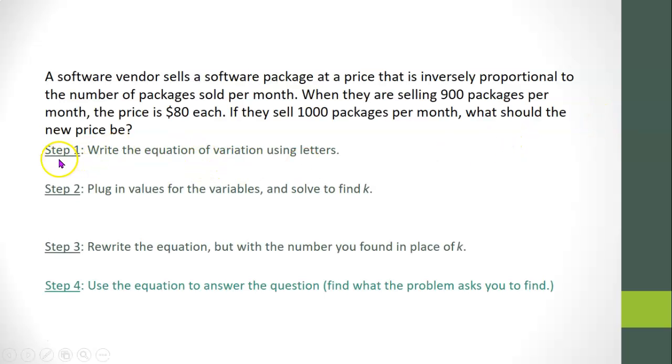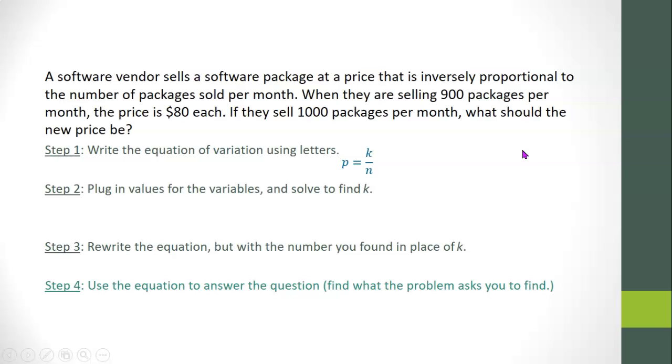Remember our 4-step process. Step 1, write the equation of variation using letters. Okay, so they sell a software package at a price that is inversely proportional to the number of packages sold. So the price is inversely proportional to the number of packages. We have to write that in an equation. So how about this? P equals K over N. I used P for price and N for number of packages.